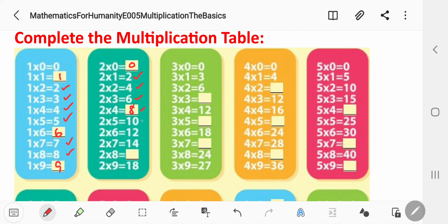And then you have 10 for 2 times 5. 2 times 6 would be 12. 2 times 7 would be 14. 2 times 8 would be 16. You're counting by 2s. 2 times 9 would be 18.